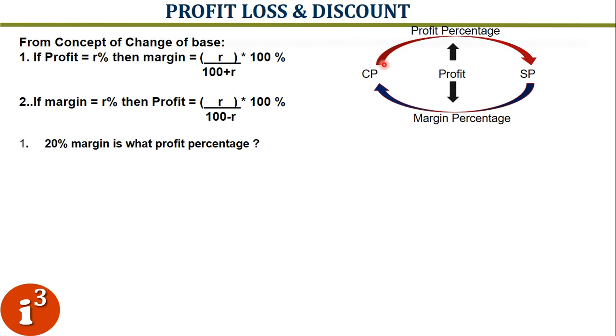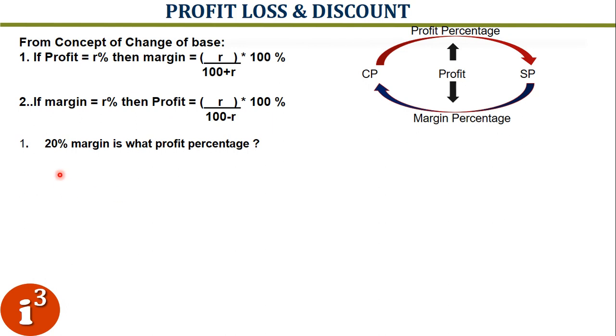If profit percentage is given to be R%, then margin is in terms of selling price, while profit was in terms of cost price. So when you calculate margin, your base will increase. Base increase means R by 100 plus R into 100%. Similarly, if margin is R%, then what is profit percent? Margin is in terms of selling price, and you need to find this profit in terms of cost price. So your base will reduce. Base will reduce means R by 100 minus R. Base reduces: 100 minus R. Base increases: 100 plus R. So this is the relation between profit and margin directly.